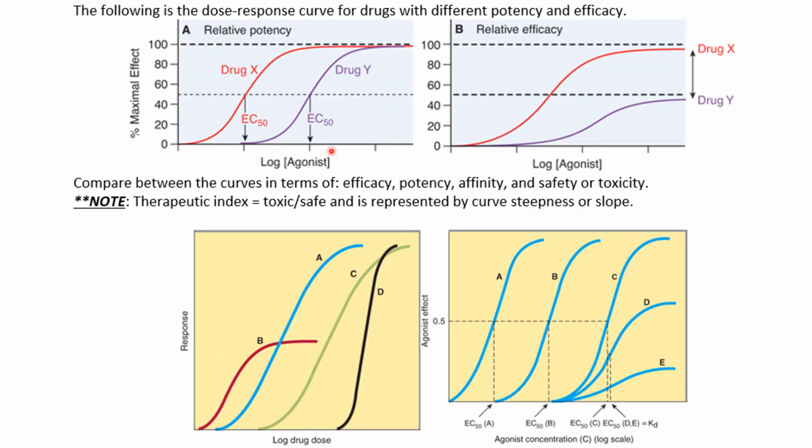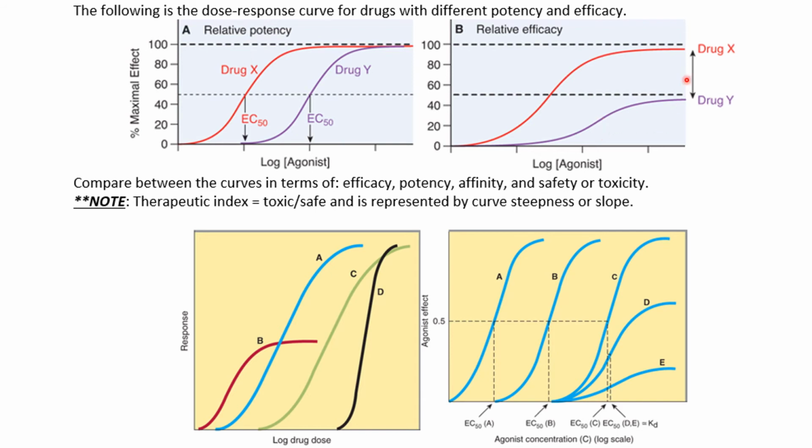In the next two curves here, we're trying to compare drugs that have different potency and drugs that have different efficacy. Starting with potency, if you have drugs X and Y, and this is the concentration, this is the maximum effect, and this is how much it takes for drug X to reach 50% of the effect, while for drug Y it takes this much. As you can see, drug X in this case would be more potent. So as the curve shifts to the left, the potency increases.